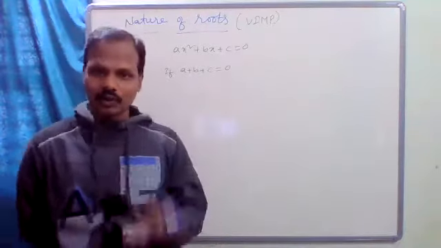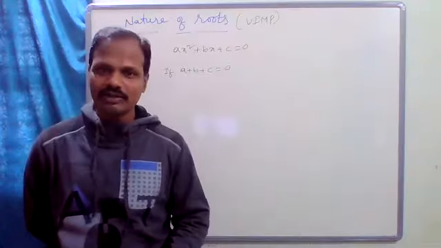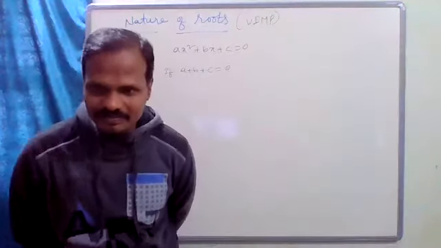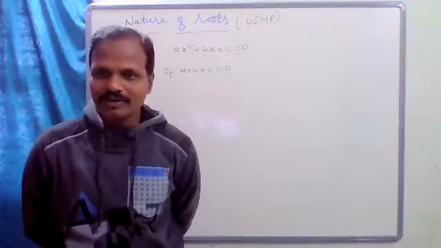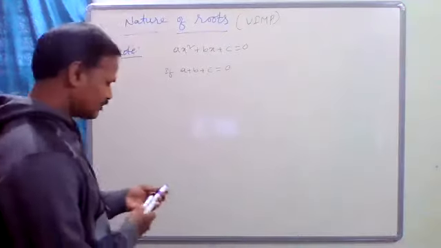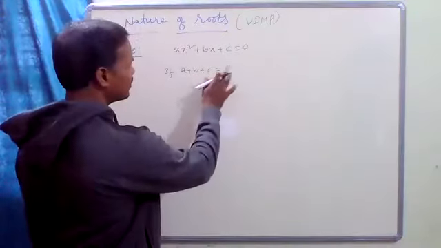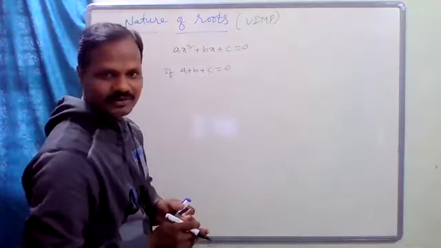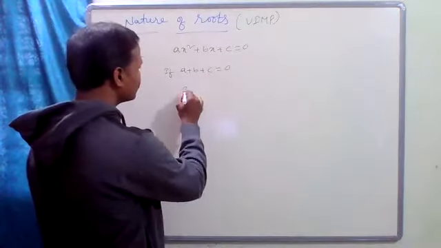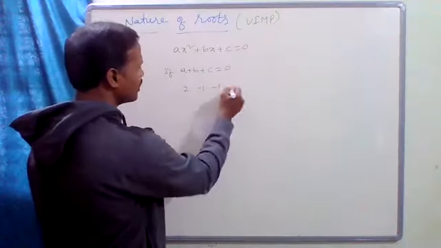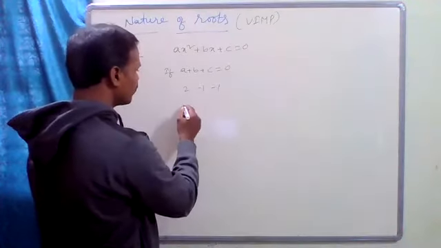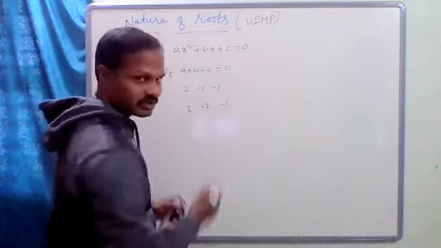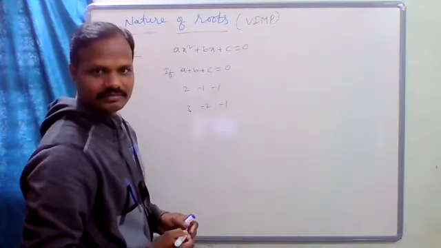Suppose I take a as 2, b as minus 1, c as minus 1. Then is it an identity? No. See, a + b + c = 0 does not necessarily mean a = 0, b = 0, c = 0. With a = 2, b = -1, c = -1, what is the sum? 0. With a = 3, b = -2, c = -1, then also 0.